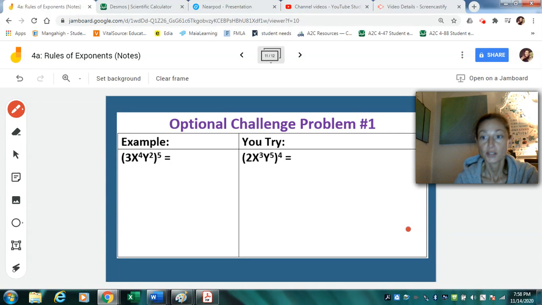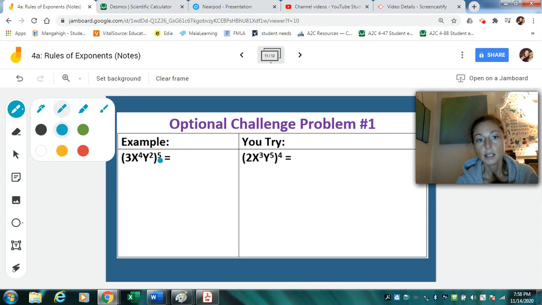All right, guys, so we are on to the optional problems. You do not need to complete these if you do not want to, but I would encourage you to follow along if you can. And so we're looking at a problem here that has lots of different pieces in it, and we're going to break it down into its different parts.